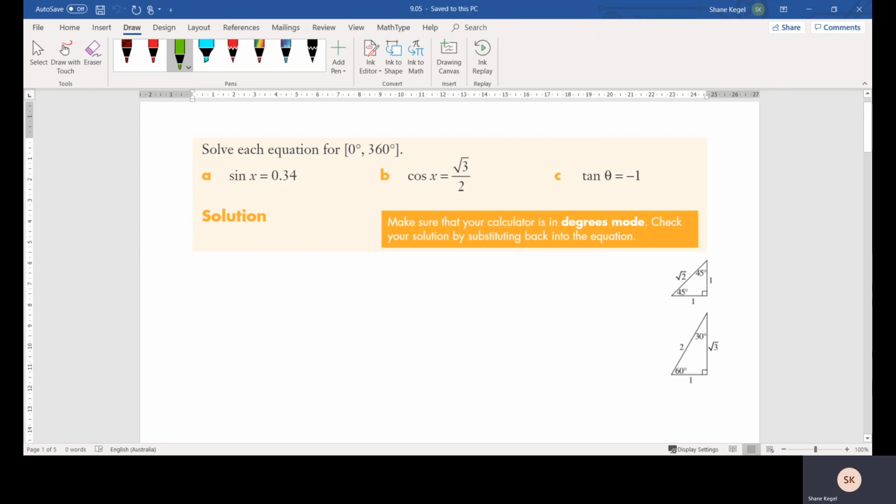So part A, we're asked to solve sine x equals 0.34. First of all, I've got a positive result. So I say to myself, in what quadrants is sine positive? All stations to central. So positive sine exists in the first and second quadrants.